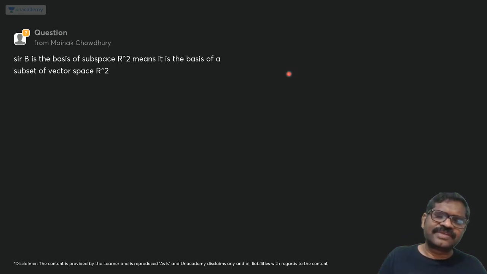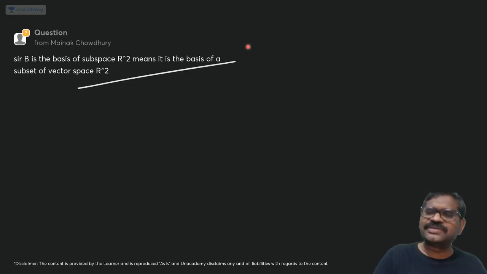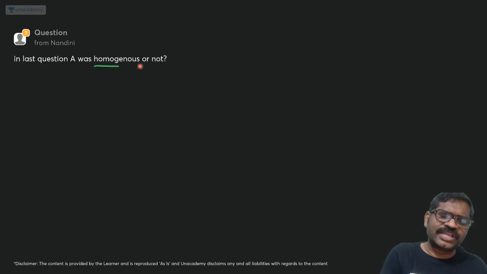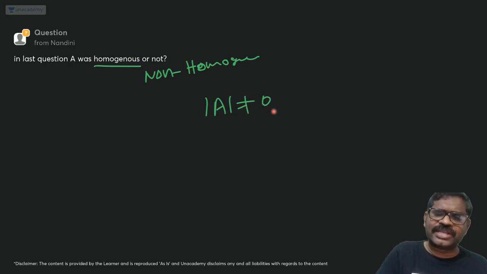B is a basis of R square means it is a basis of a subset of R square. First, you must be clear about your question. In the last question, was A homogeneous or not? Whether it is homogeneous or non-homogeneous doesn't matter. If det A is not equal to 0, then 100% unique.